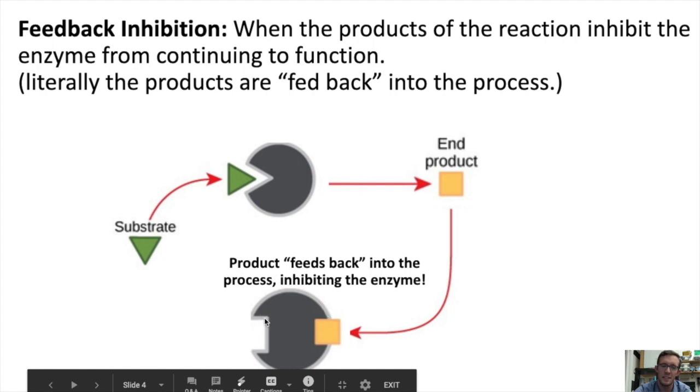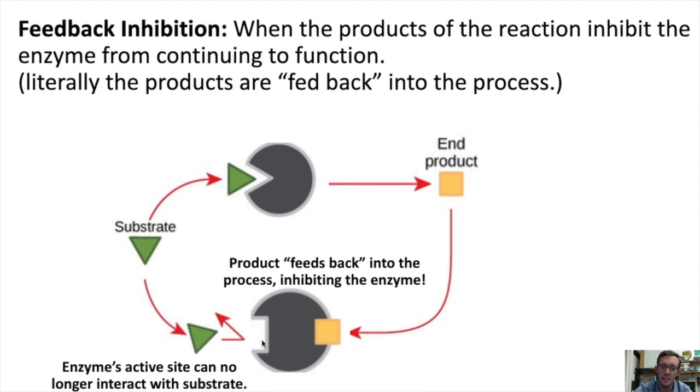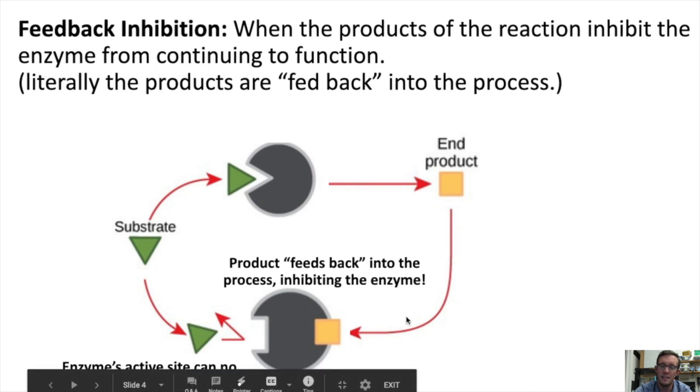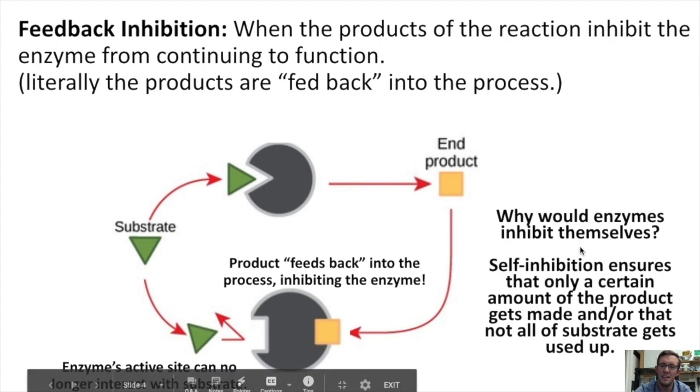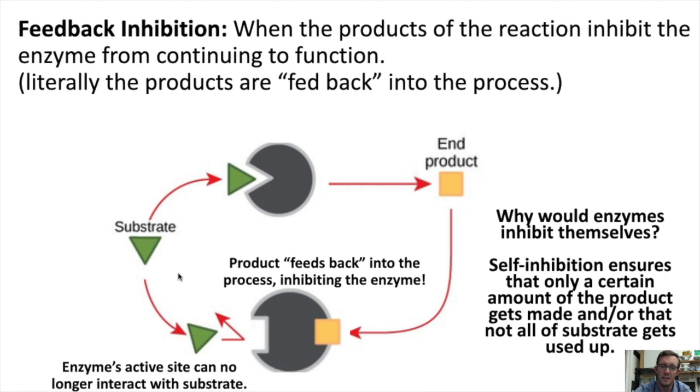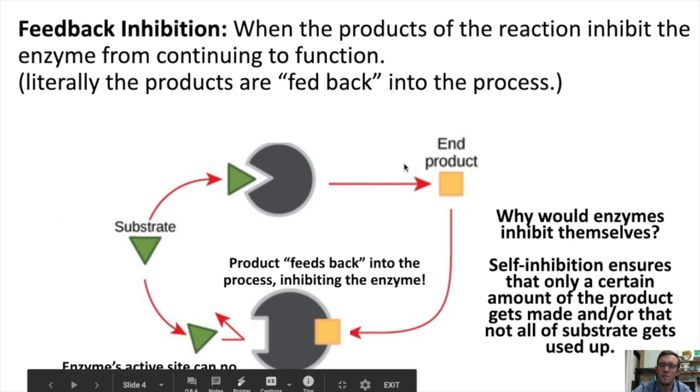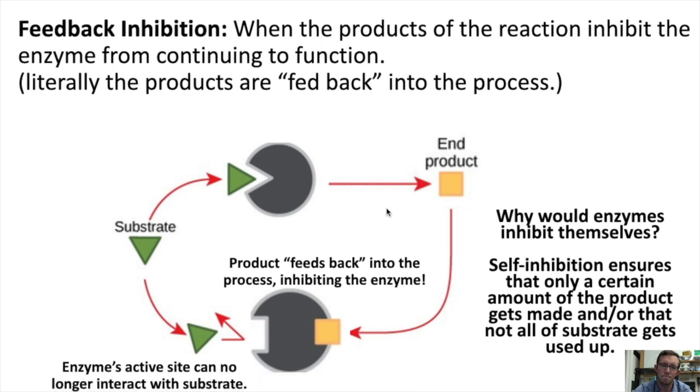You can see that it's denatured the active site of the enzyme. And so at this point then, the enzyme's active site can no longer interact with the substrate. And so the enzyme has made a product that inhibits itself. As for why an enzyme would do this, this self-inhibition ensures that only a certain amount of the product gets made, or that not all of the substrate gets used up. It can be used for other things. So all of this is forms of inhibition, of slowing down the rate of an enzyme's reaction.